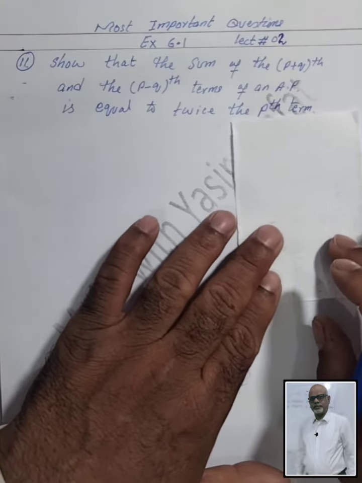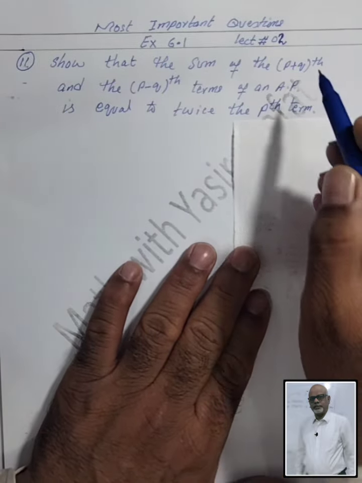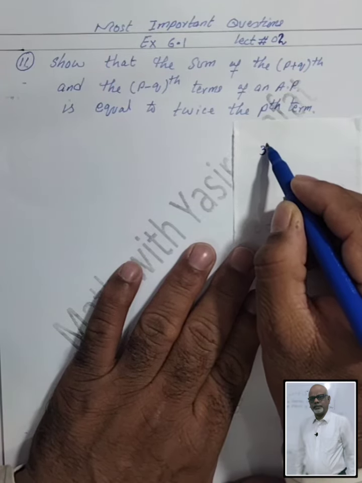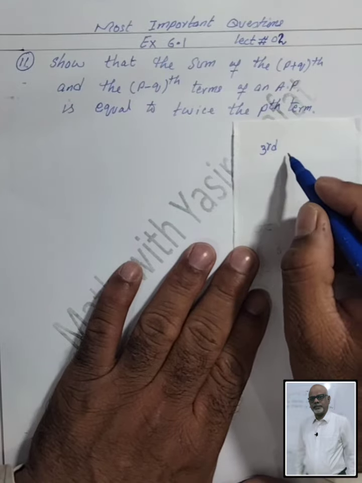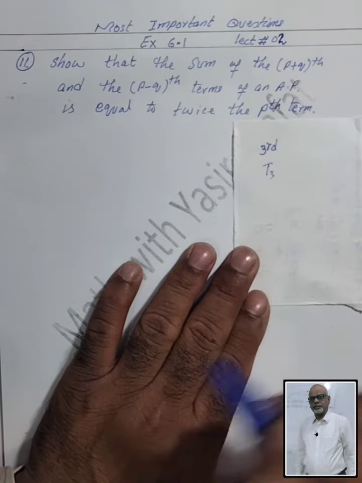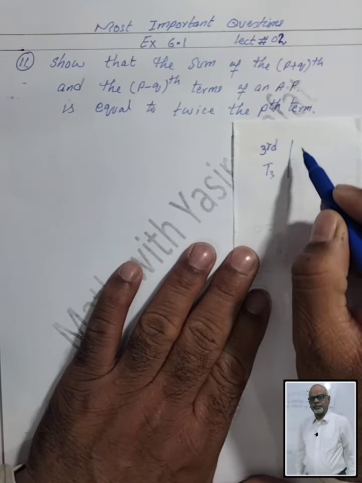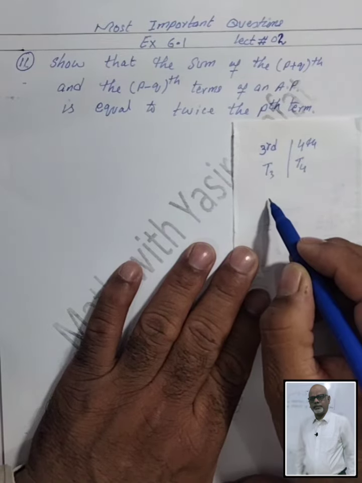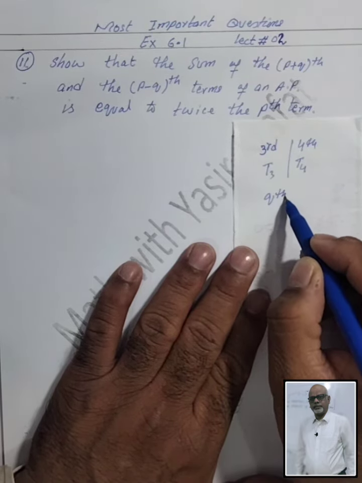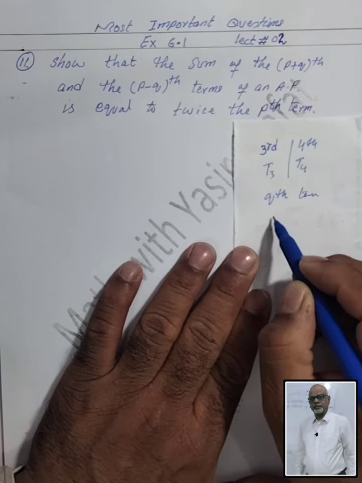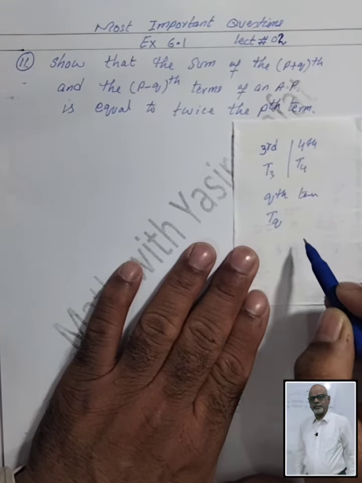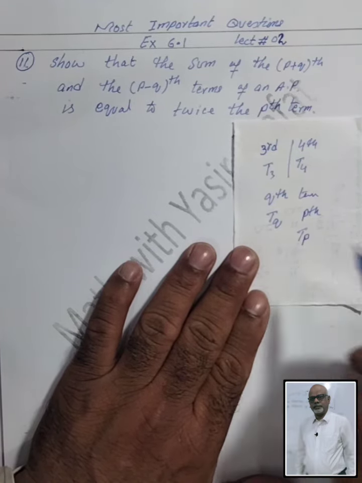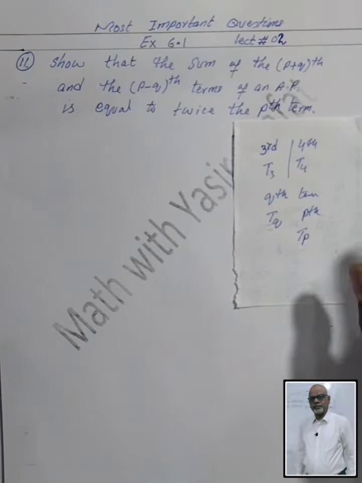Before starting the question, I would like to explain the meaning of the p plus qth term. For example, if the question says third term, that means T3. If the question says fourth term, that means T4. If the question says qth term, that means Tq. Pth term can be written in the form of Tp. So now come to the question here.